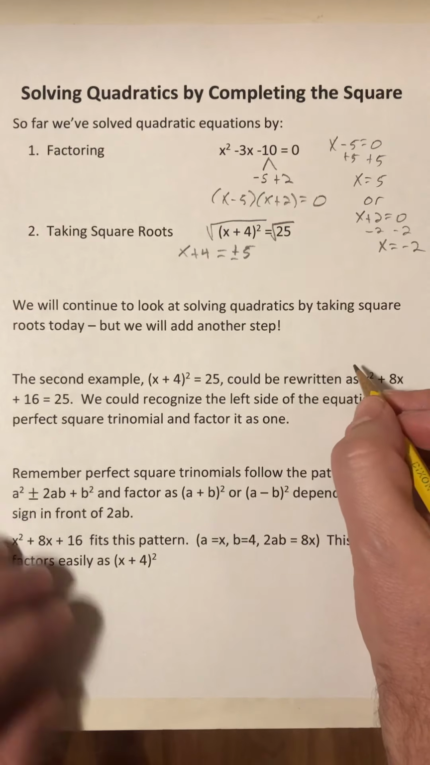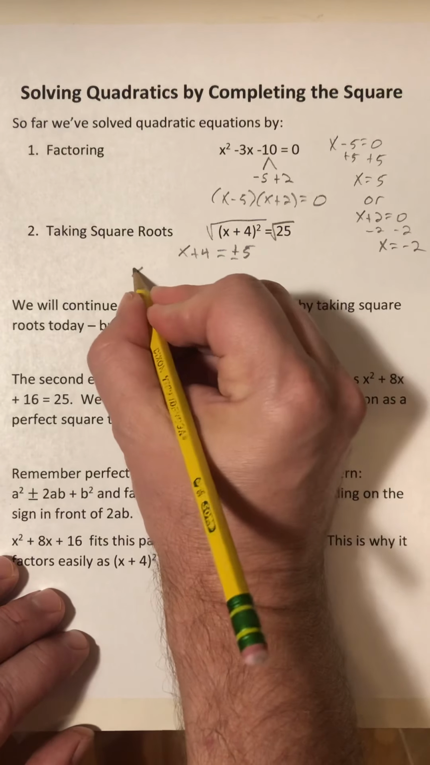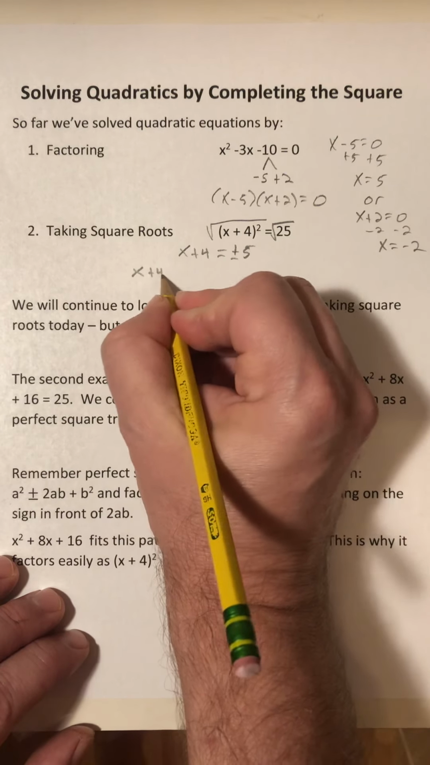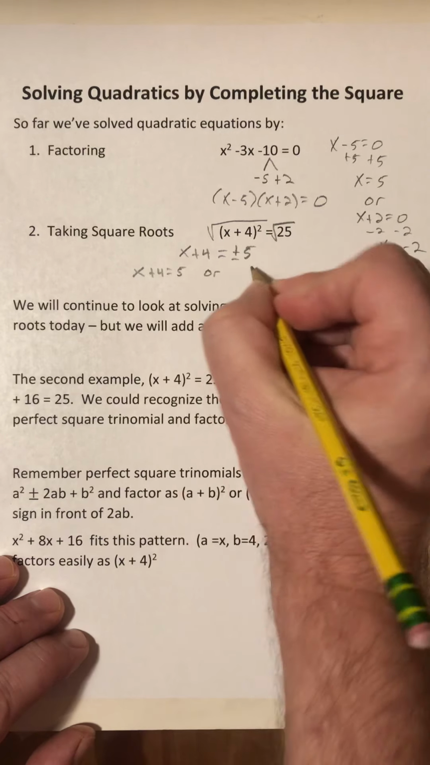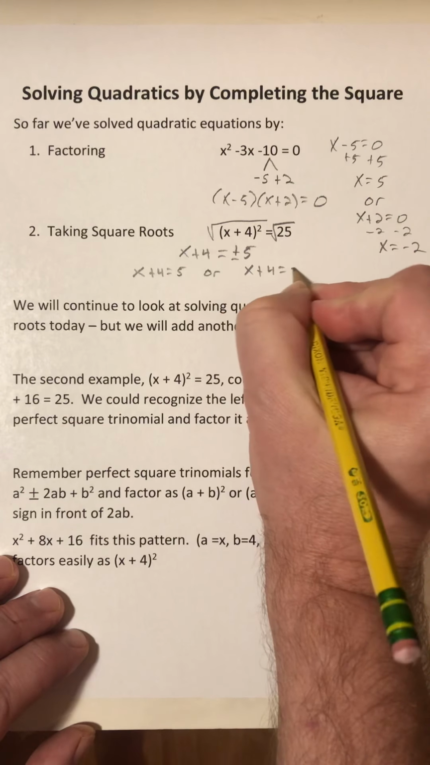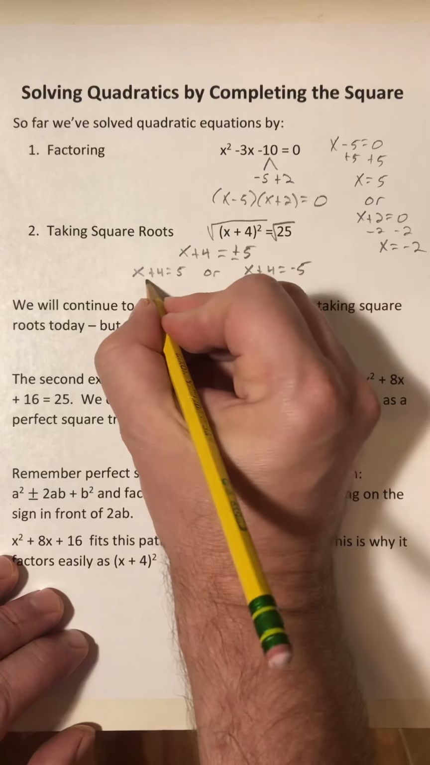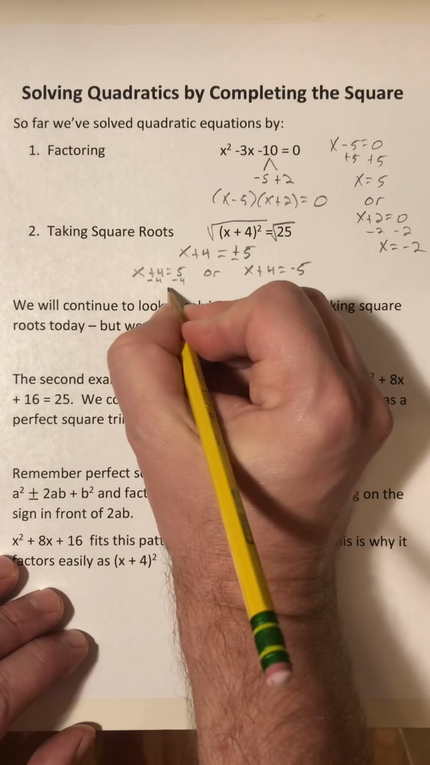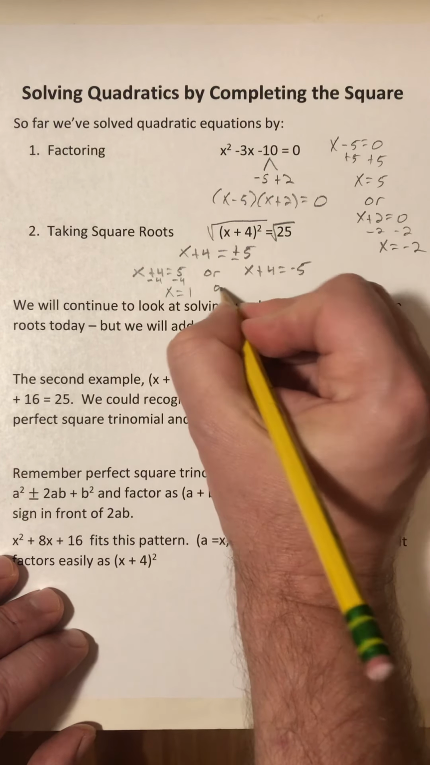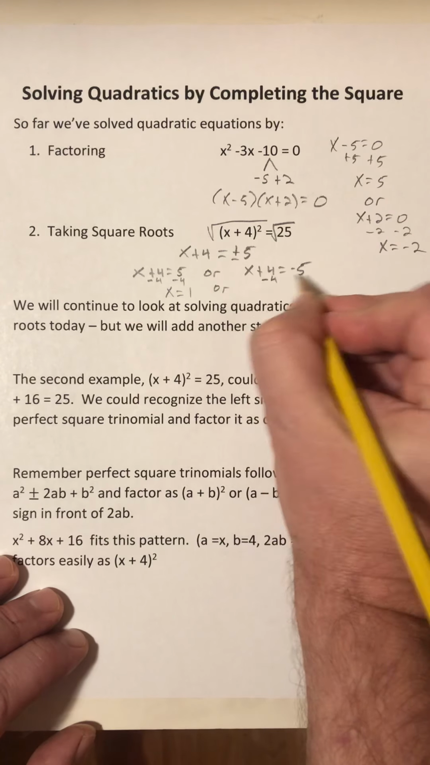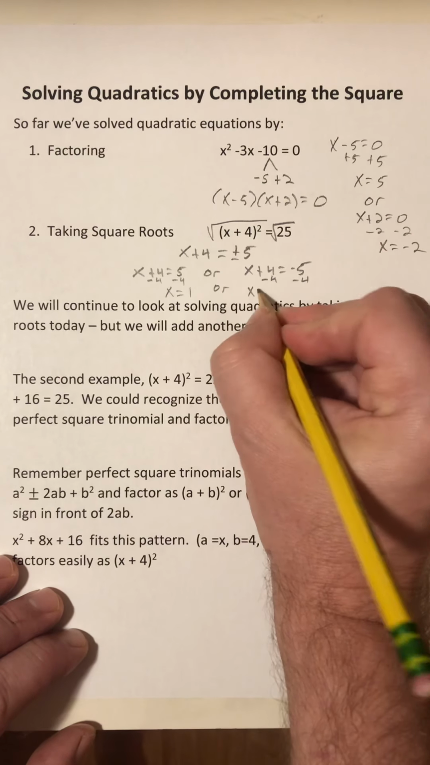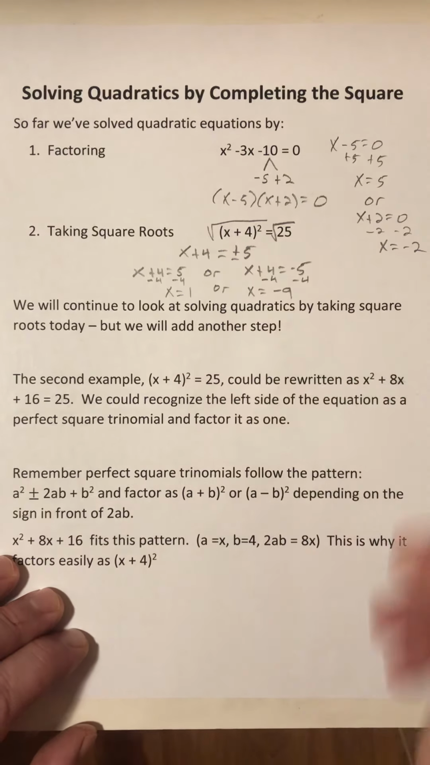Okay, guys? So to finish solving for x, I can say x plus 4 equals positive 5, or x plus 4 equals negative 5. All right, so if I subtract 4 from both sides over here, I get x equals 1, or on this side, if I subtract 4 from both sides, I get x equals negative 9.